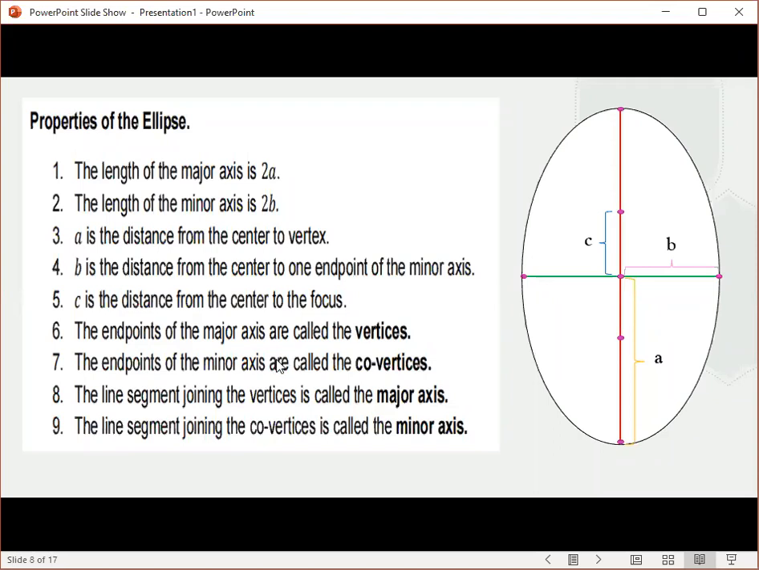Number 6. The endpoints of the major axis are called the vertices. As mentioned earlier, the endpoints of the longer axis, the major axis, are called the vertices. The endpoints of the minor axis, or the shorter axis, are called the co-vertices. The line segment joining the vertices is called the major axis, this is the red line. The line segment joining the co-vertices is called the minor axis, which is the green line here. So those are the basic properties of the ellipse.